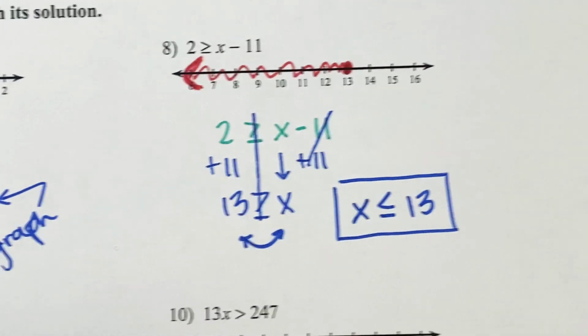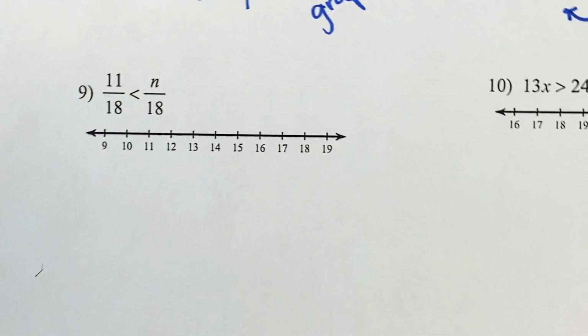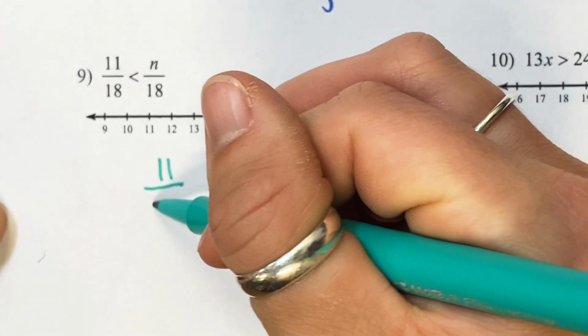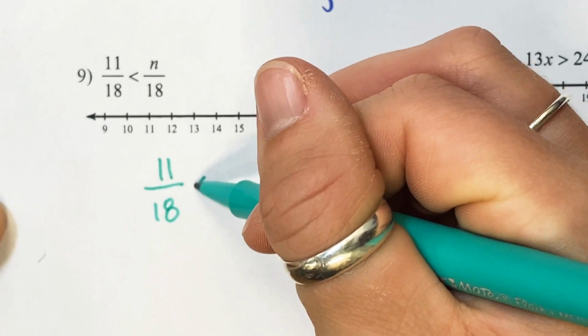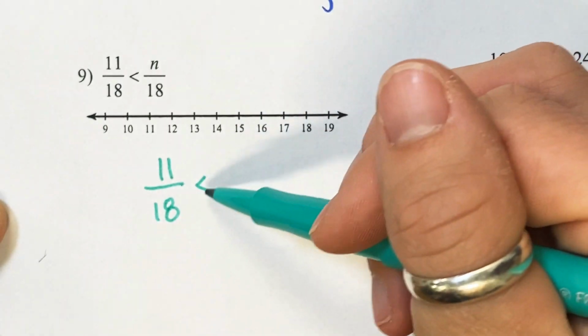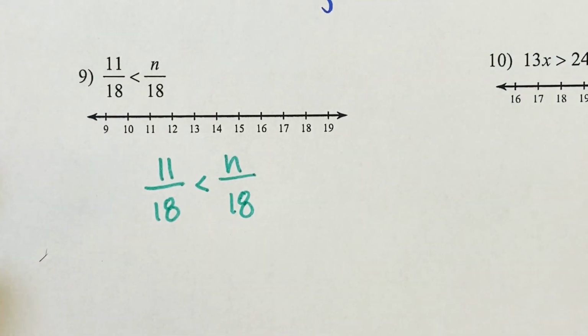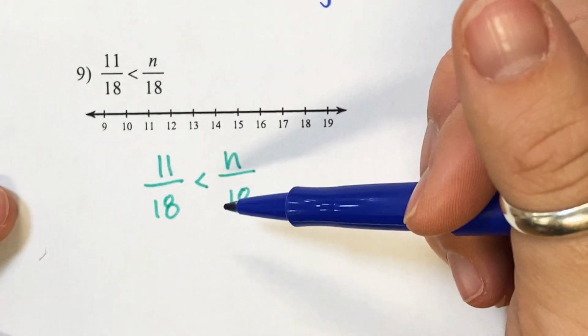Let's look at number 9. Ooh, this is a weird one. Okay, we got fractions here. That's okay. So we're gonna rewrite it. 11 over 18 is less than, not equal to, n over 18. Don't freak out because we're dealing with fractions. Watch how nice this is.